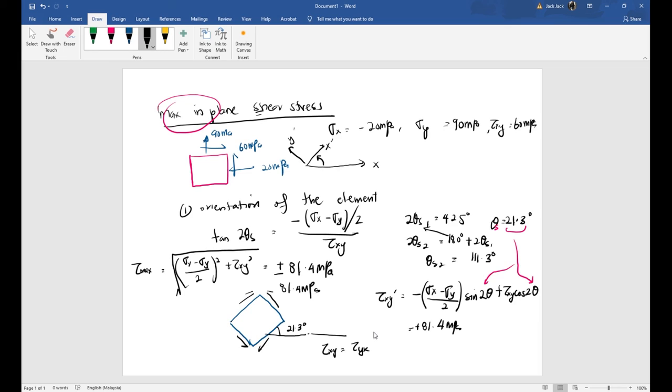In your solution, when you try to solve this problem, make sure you are careful with the positive and negative signs, and then draw the orientation of the element. So we are done with the stress transformation: the principal normal stresses and the maximum in-plane shear stress. Okay, see you again.